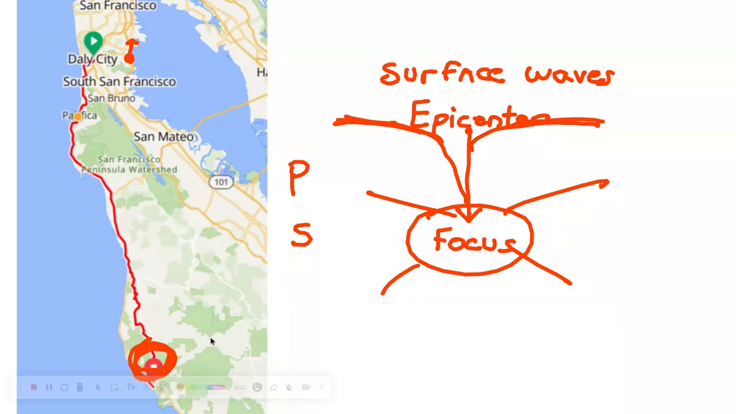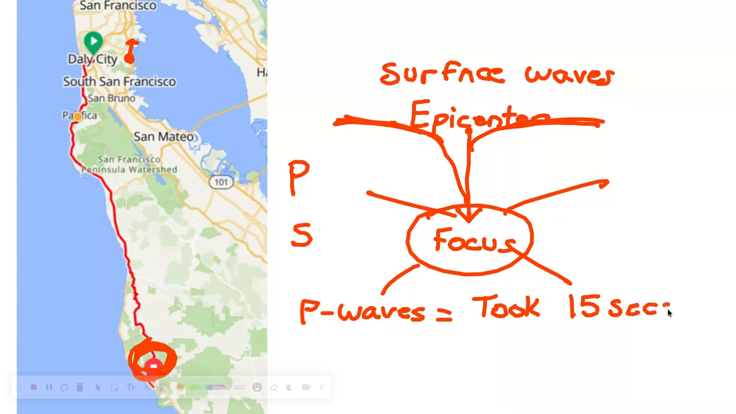So, again, with the P waves, when the earthquake occurred, the P waves were traveling pretty fast. The P waves are the fastest, and they compress, it's compressed energy. The P waves took about 15 seconds to reach Candlestick or San Francisco.